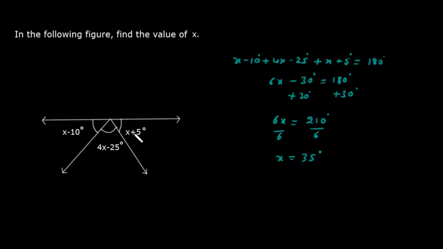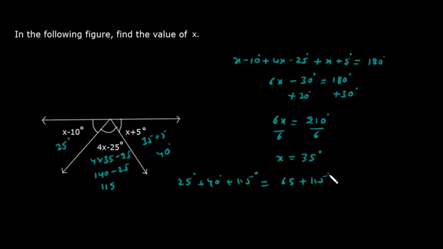And in case we want to find these angles, then this is 35 minus 10, 25 degrees. This is 4 times 35 minus 25, that is 140 minus 25 or 115. Now here also this is 35 plus 5 equals 40. Let's see whether the sum is 180. This is 25, 40 degrees and 115 degrees. This equals 65 plus 115 and that is 180 degrees. So the answer is 35 degrees.